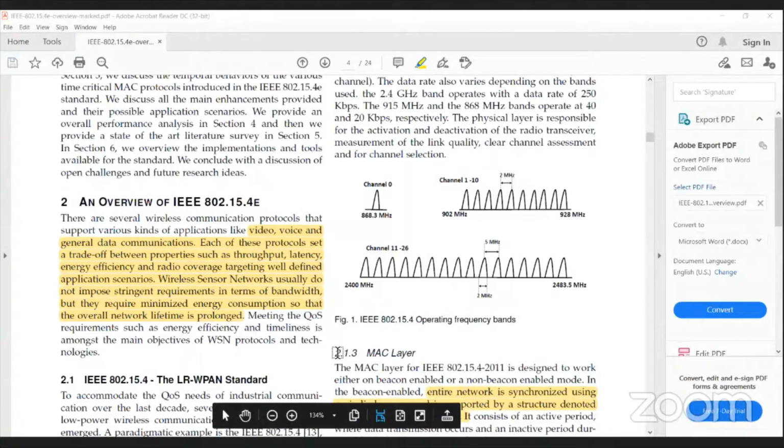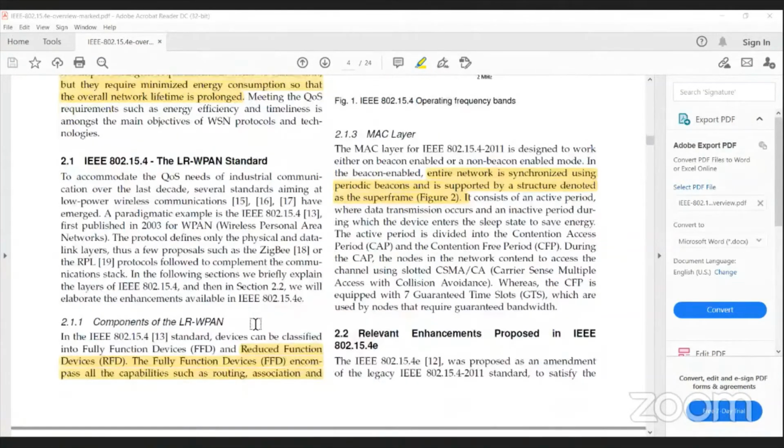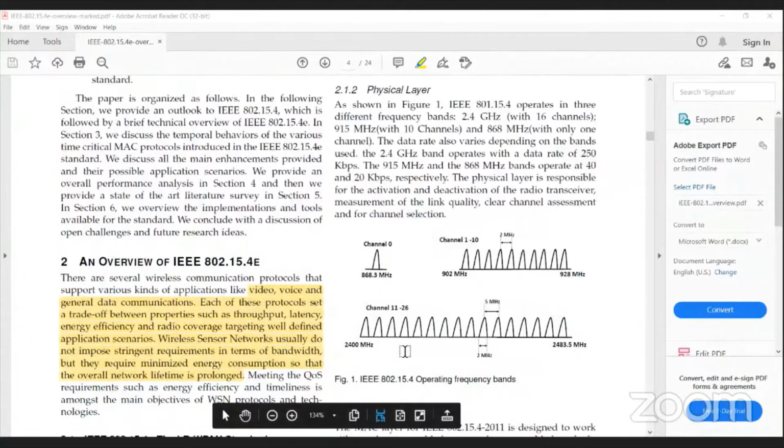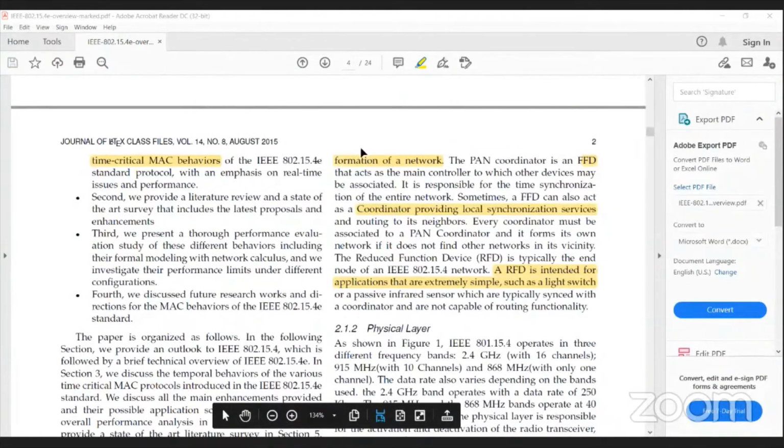Okay, now he goes into the details of 15.4. I will skip this because I already mentioned, except that the PAN coordinator is also given another name called the FFD. It's called the full function device, and it's called that way because it has more capabilities: routing, association and formation of a network, and so on. It does several nice things, and it has all the capabilities. Full-blown capabilities are available on the full function device.